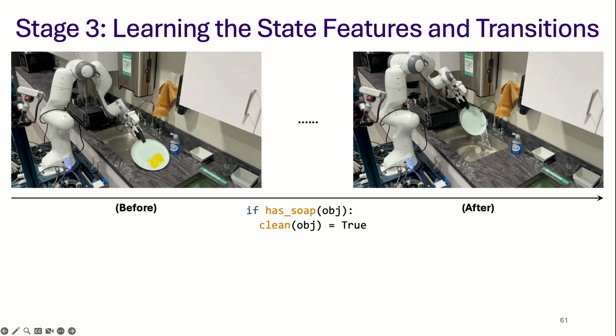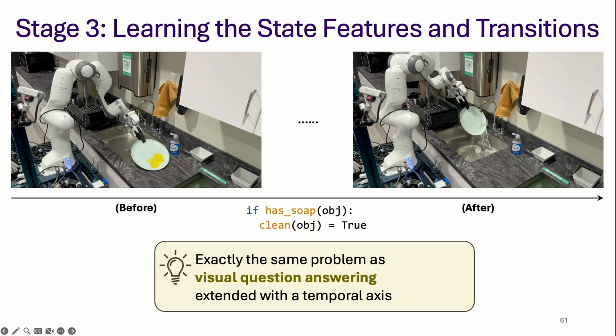The next part is learning the state features and understanding the transition models behind it. So here I'm giving you a particular example. This is a state trajectory that we observed in the training data. We have the before state, we have the after state, and we have some annotations about it, such as if the object has soap on it before, then afterwards things will be cleaned. So now the job is to understand what exactly it means to have soap, what it means to be clean. And you can immediately see that this is actually the same problem as we have seen before in the visual question answering setting, but just extended with a temporal axis.